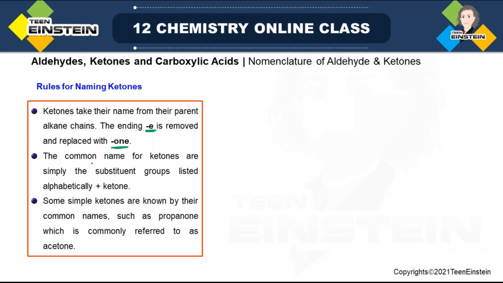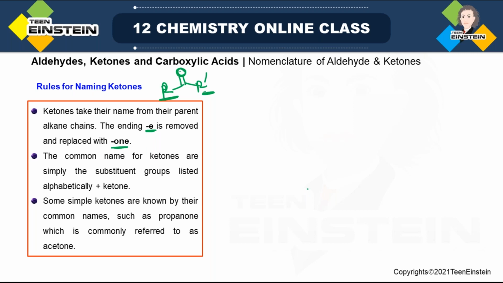And what about the common name? For ketones, the common names are simply the substituent groups present on both sides of the carbonyl, because the general structure of a ketone is R-CO-R'. R' and R may be the same or different. So you have to mention the names of these two groups alphabetically, and then write ketone.